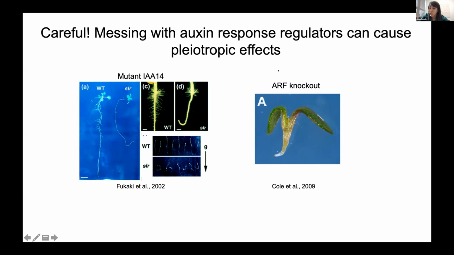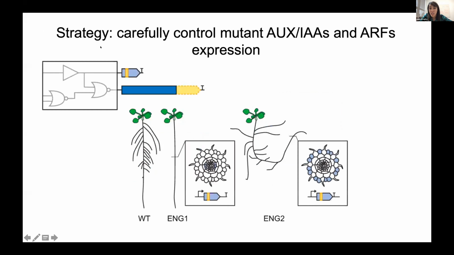And this is an example of an ARF knockout where the root system fails to initiate, which is obviously a very large phenotype and not super useful for being able to modify specific aspects of development. So what I think you need to do is to carefully control the expression of mutant ARFs and Aux/IAAs in order to make specific changes to the development of the plant. This is just a little cartoon suggesting that you would have this synthetic upstream gene expression program that eventually expresses an ARF or Aux/IAA that is insensitive to auxin. These are just two examples of how this may work.